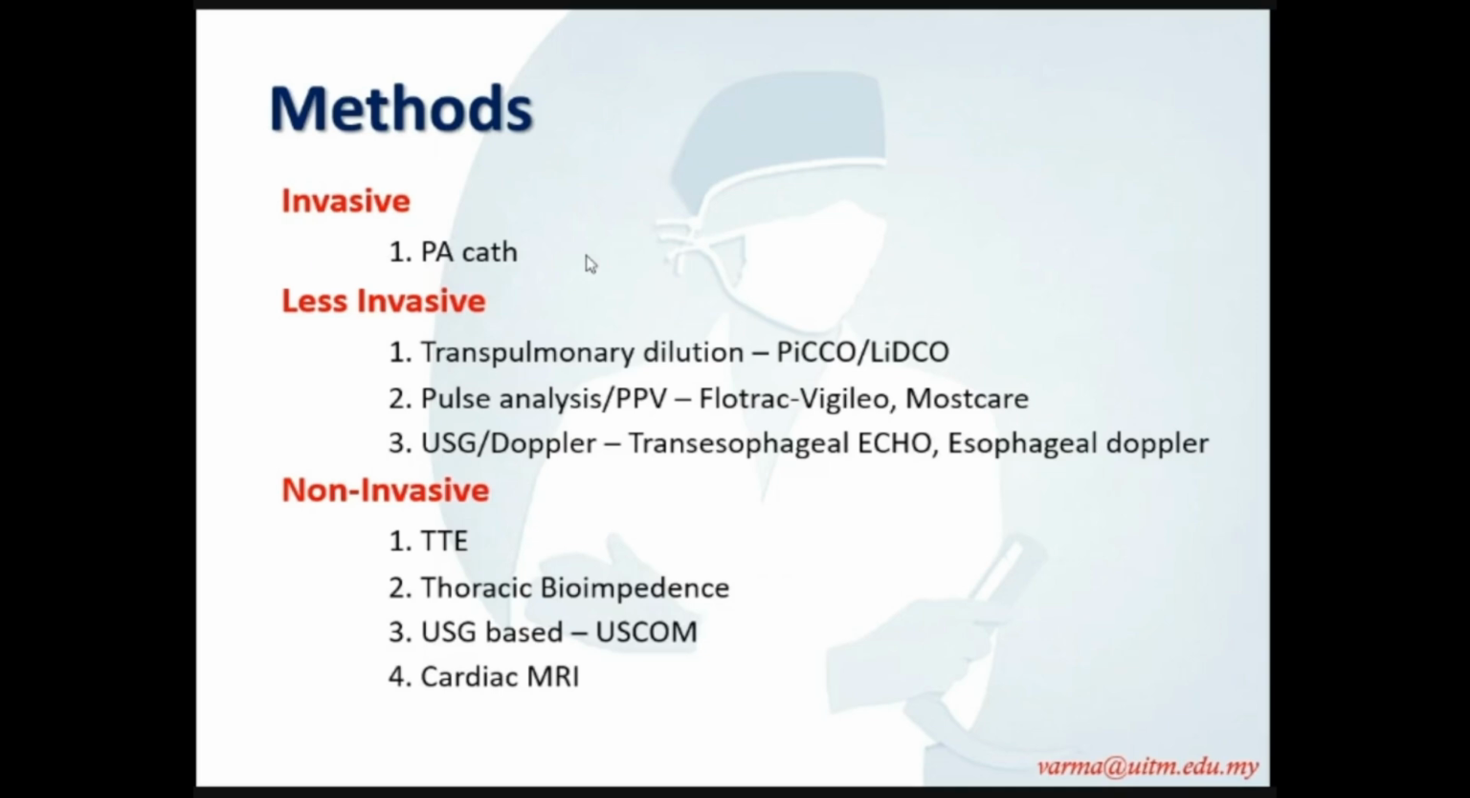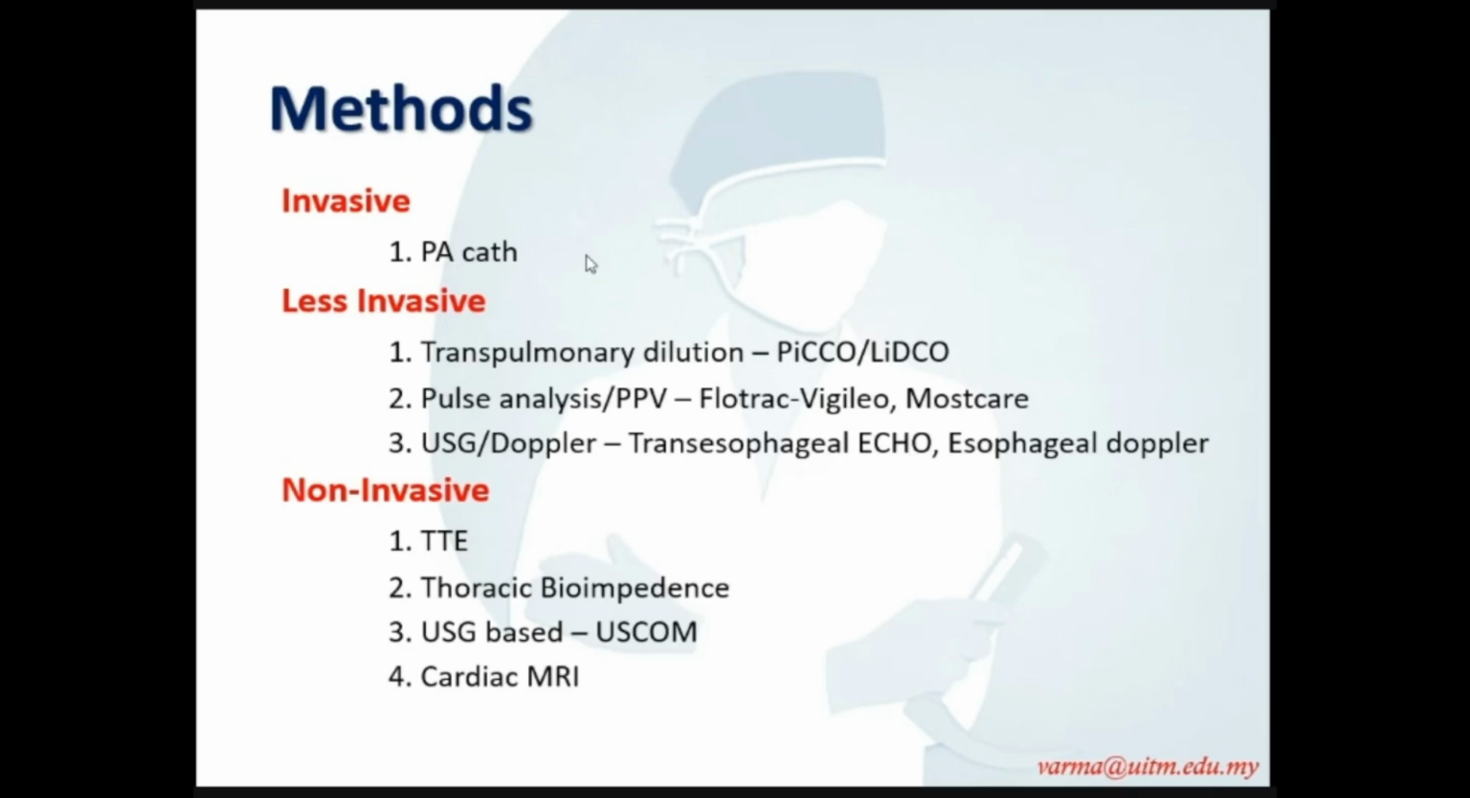Next, we have pulse analysis or pulse pressure variation, like your FloTrac, PHYSIO, MOSTCARE. They mostly need a CVC and a peripheral art line, not a central art line. Next, using ultrasound or Doppler technique by doing a transesophageal echo. When I do a transesophageal echo in an OT, we measure the left ventricular outflow tract index, all that, and it gives us a cardiac output as well. Or the esophageal Doppler technique, also done through the esophagus but using a Doppler technique, not an echo. They just put in a probe without visualization, and the Doppler will calculate and give us a value.